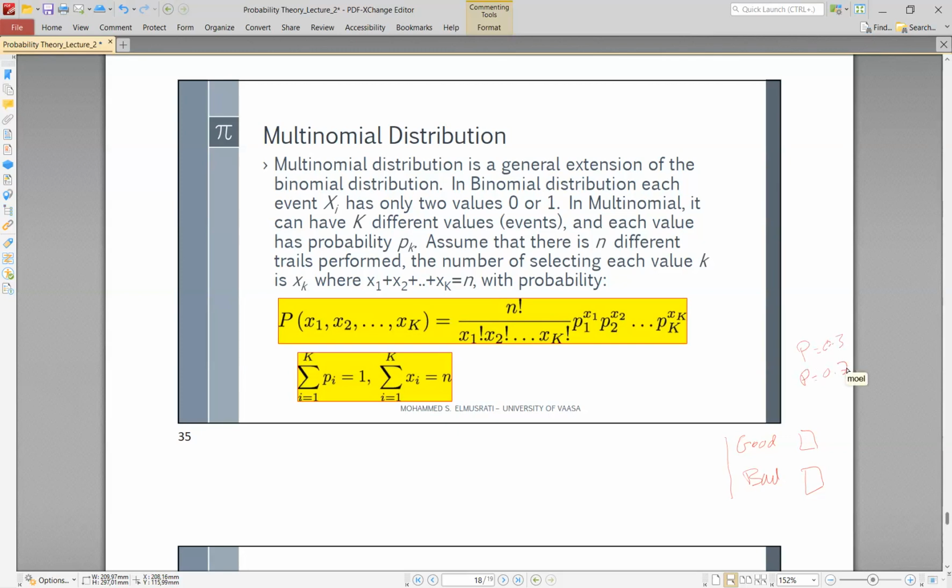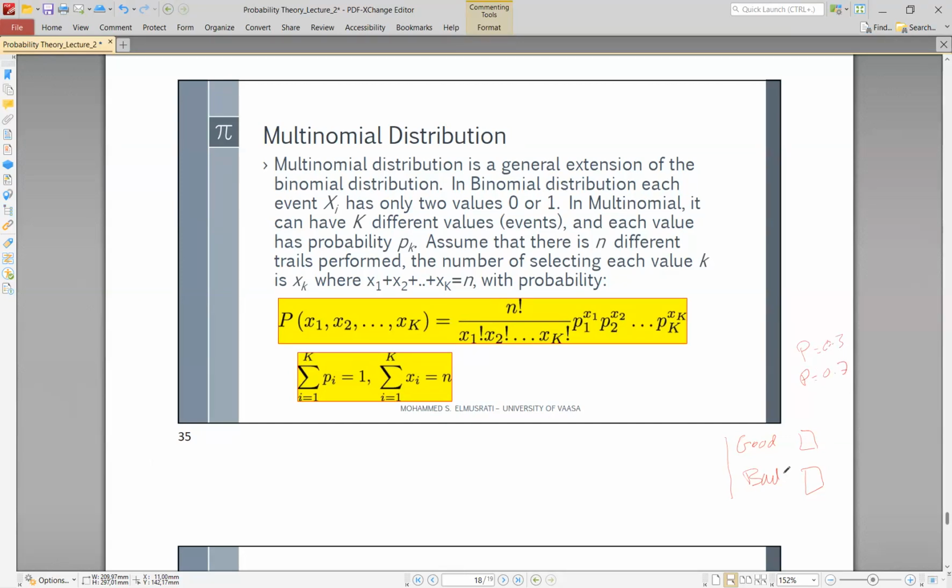Then I can calculate, for example, if in the future I have a course with 8 students, the probability that 2 out of them will say that it is good, and the probability that 5 out of them will say that it is bad. In this case, we can use the binomial distribution.